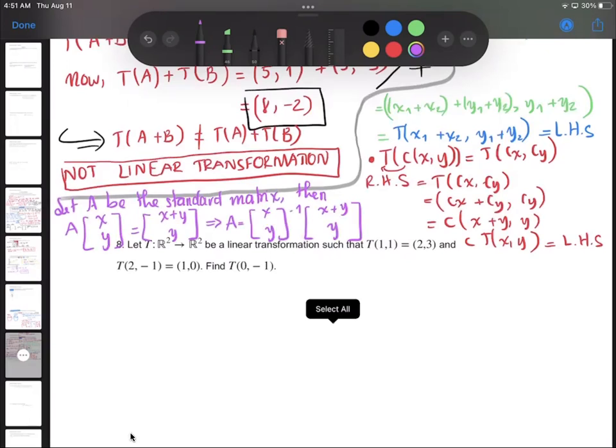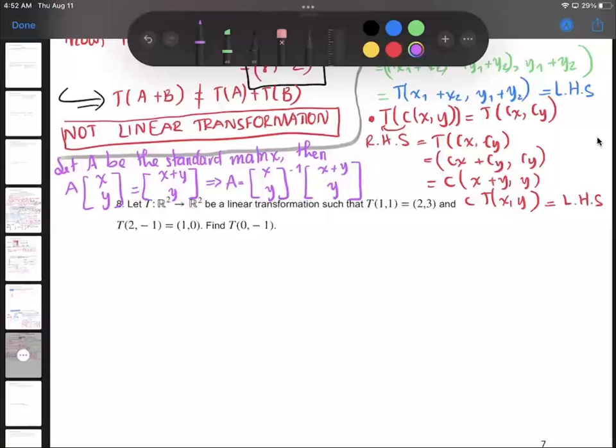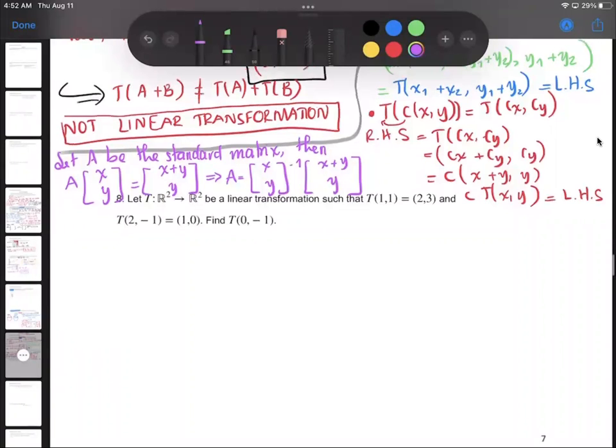Let's see, number 8. Notice that the basis is not the standard basis, so the standard matrix is not in basis form. We're going to write it like this. The image is T of 0, -1.